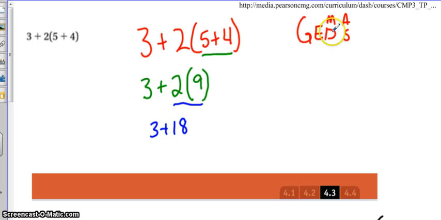Okay, and then there's no more division or multiplication in the problem. So now we're ready to move on to the addition and subtraction. Okay, well, I see one addition problem here. I'm going to underline it. And 3 plus 18 is 21. And then I'll circle my answer. Okay, so this is how we use the order of operations. So let's try a few more problems, and that way you can kind of see what's going on.